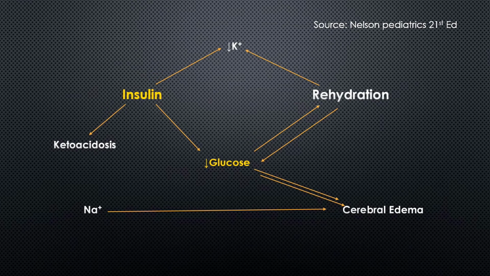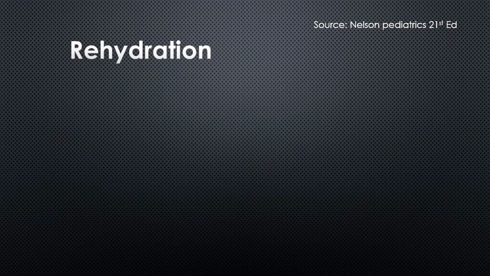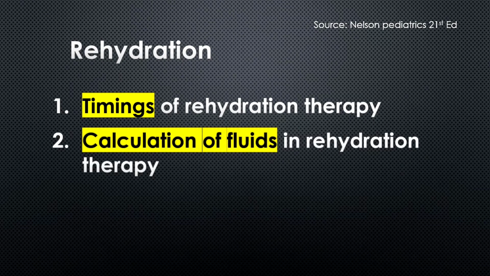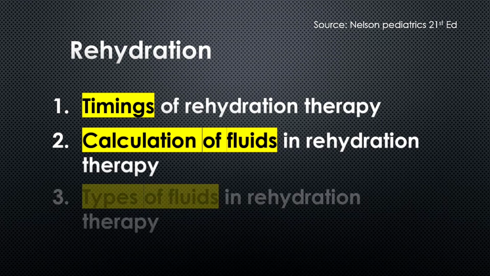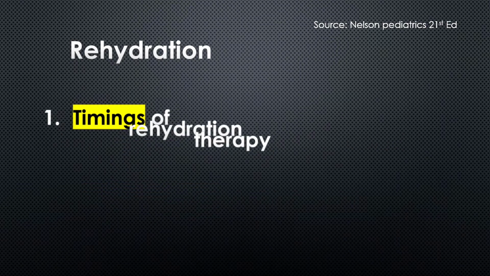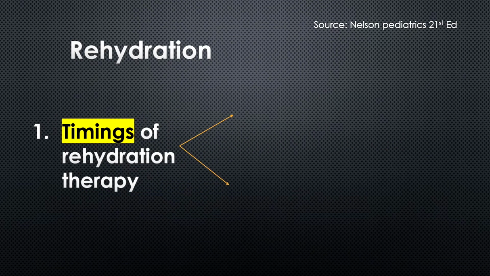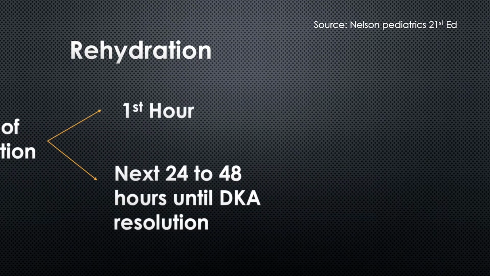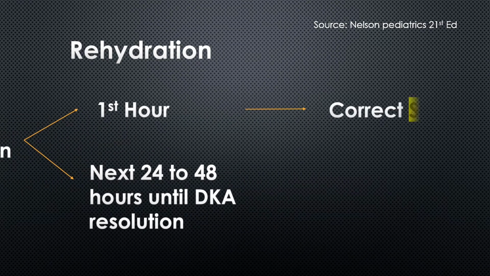So coming to the rehydration, we have three main questions. What are the timings of rehydration therapy? How do we calculate the fluids in rehydration therapy? And what types of fluids are used in rehydration therapy? So coming to the timings. The timings of rehydration therapy are divided into the first 1 to 2 hours and then the next 24 to 48 hours until DKA resolution. In the first hour, we would focus mainly on correction of shock, and in the second hour, we would correct the deficit and give the maintenance.